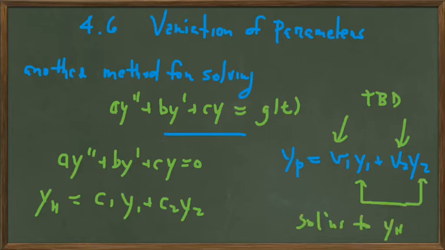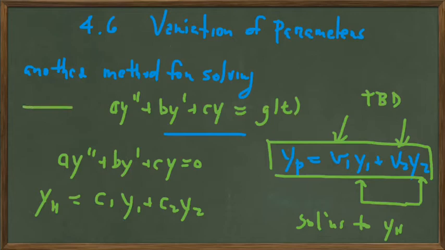So on the next blackboard, what we're going to do is take this y sub p, of this structure right here, and take its first derivative and its second derivative and plug it back into this differential equation a y double prime plus b y prime plus c y equals g of t. So let's take its derivatives and plug it back in, starting on the next blackboard.